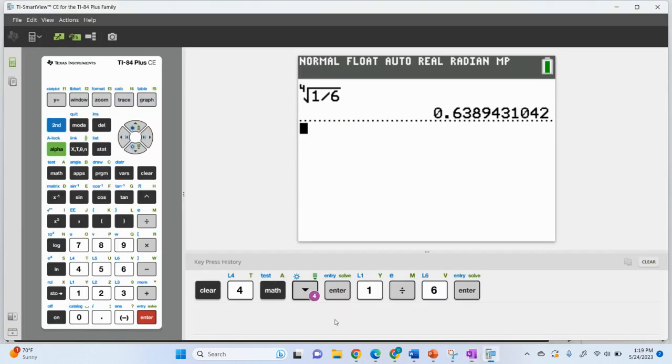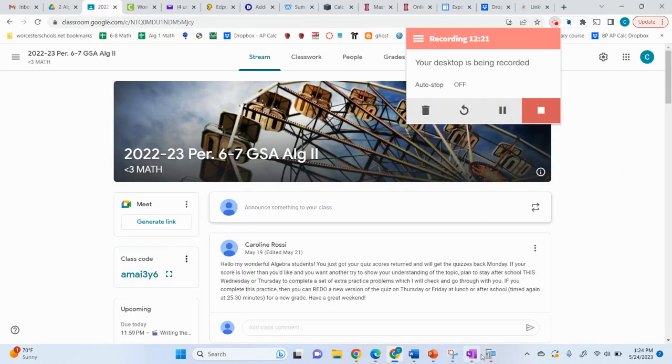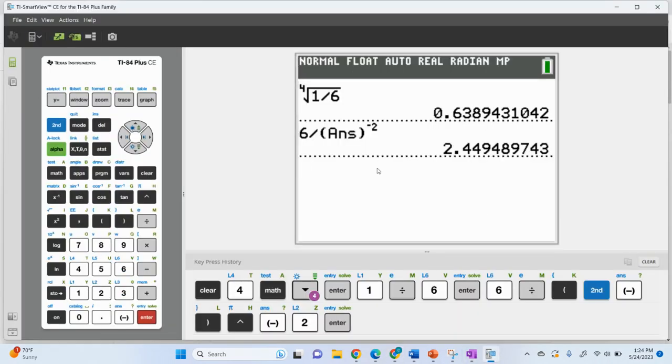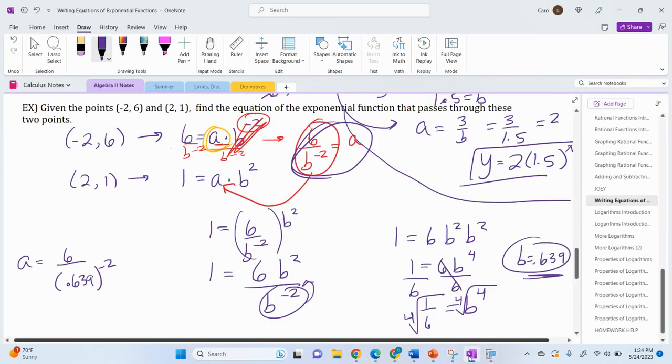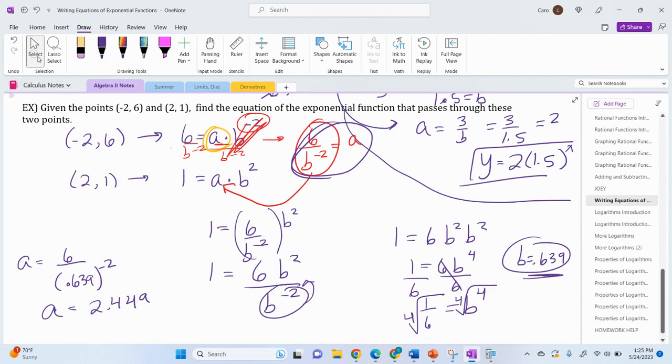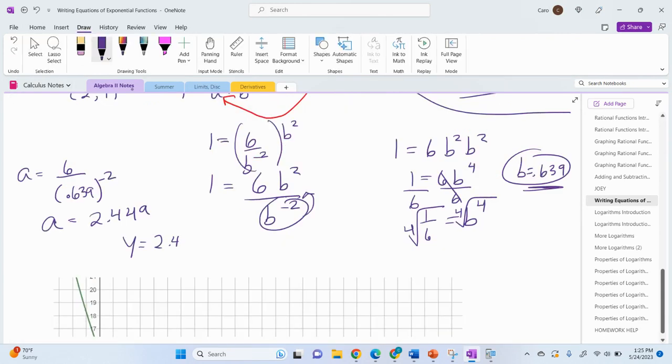And when you do that on a calculator, I went on the graphing calculator and typed that in. So 6 divided by 0.639 to the negative 2 power. And our a value is 2.449. That's our initial value or our y-intercept. So your final equation, you're looking at 2.449 times 0.639 to the x.